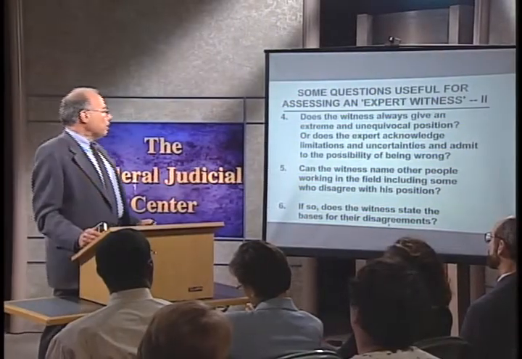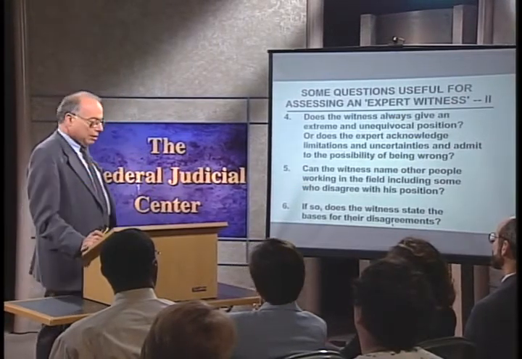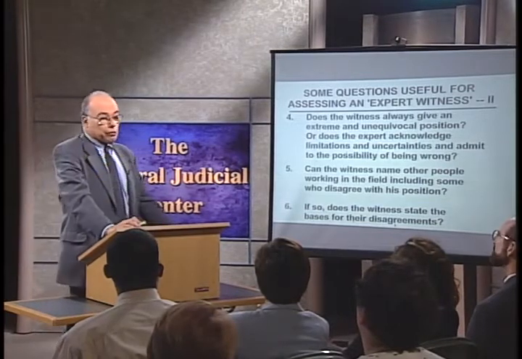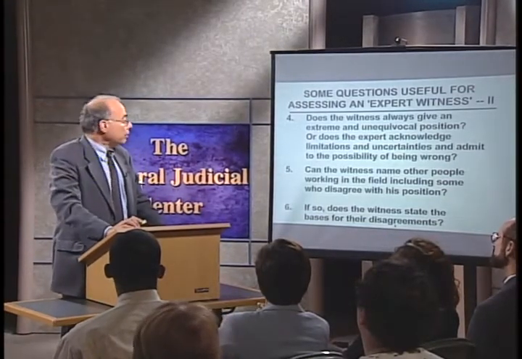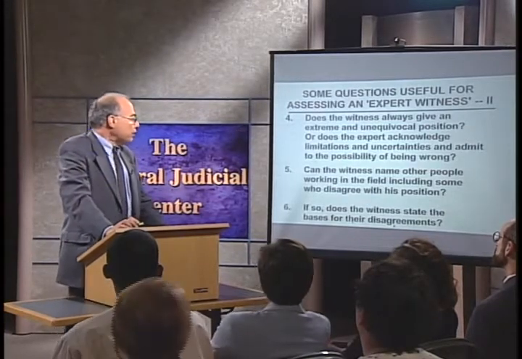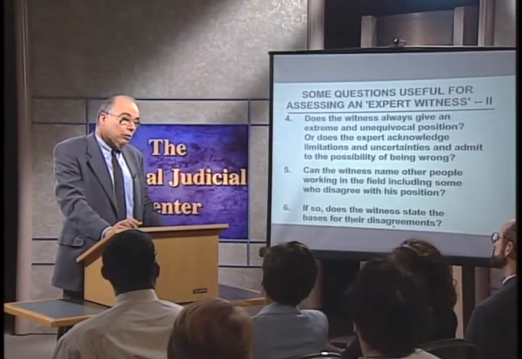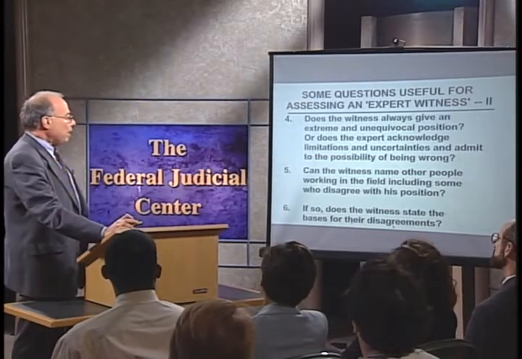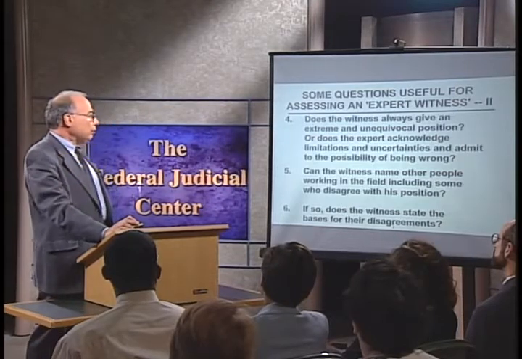Does the witness always give an extreme and unequivocal position? I mentioned a few moments ago the importance of uncertainty and of changing opinions in science. Does the expert acknowledge the limitations and uncertainties and admit to the possibility of being wrong? Can the witness name other people working in the field, including some people who disagree with his position? And finally, if the witness can name those people, can the witness state the reasons why those people disagree with him? I think that these questions can provide very useful guidelines regarding the potential testimony that the witness is going to provide.